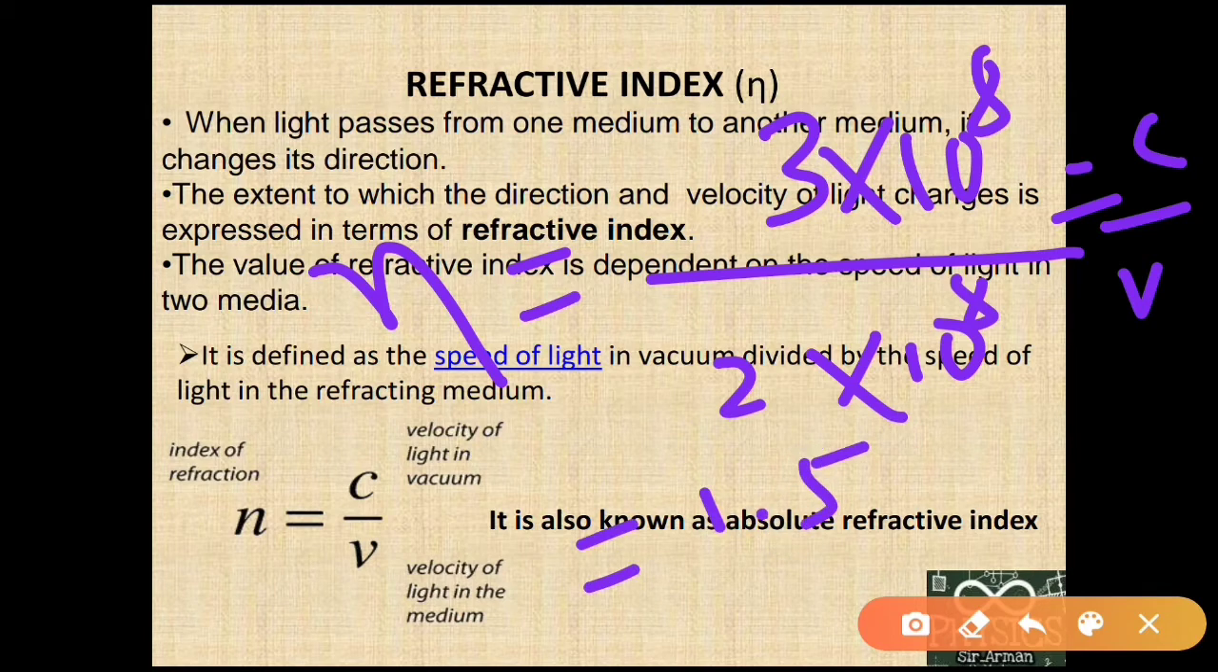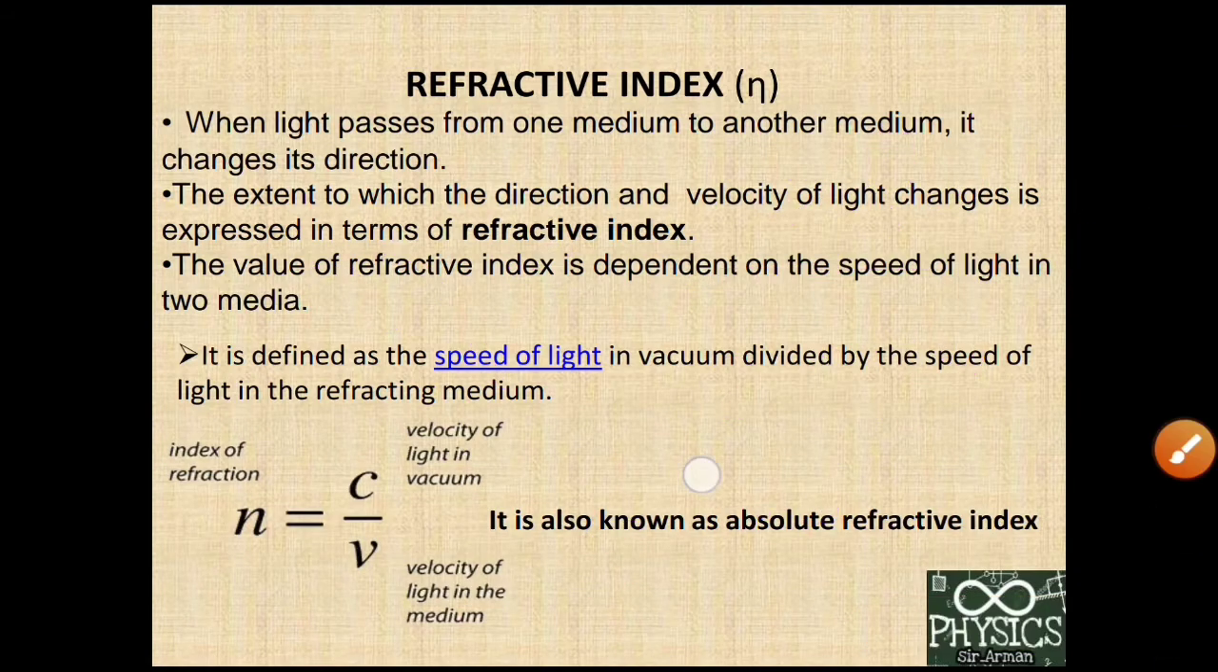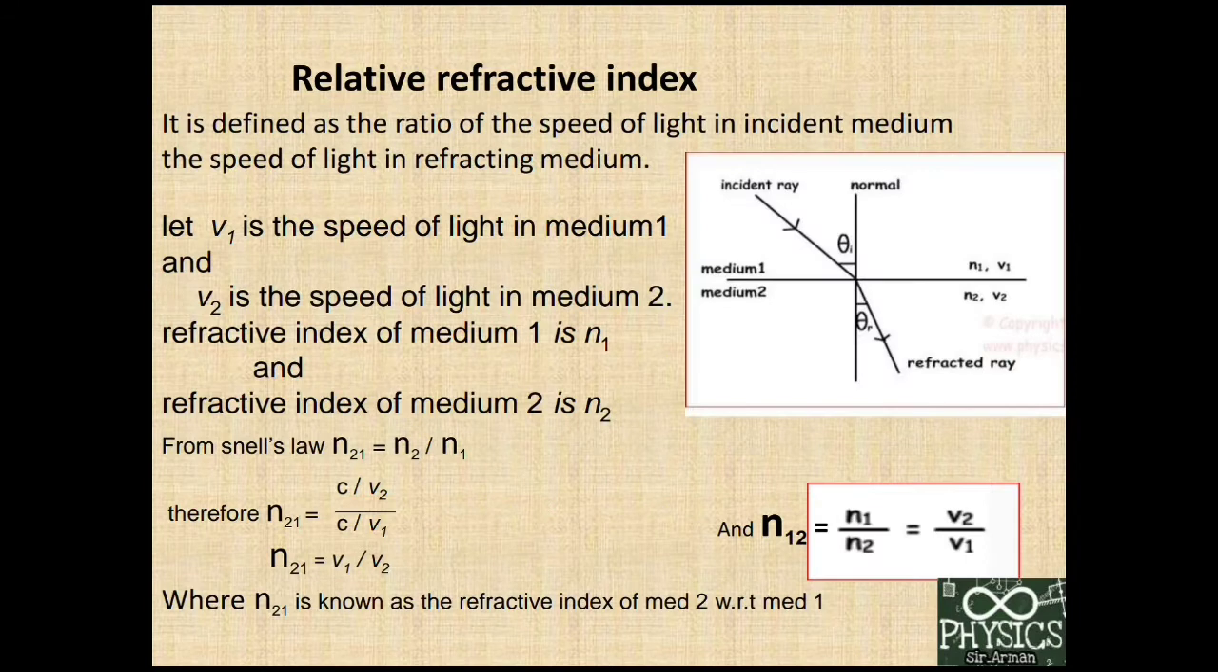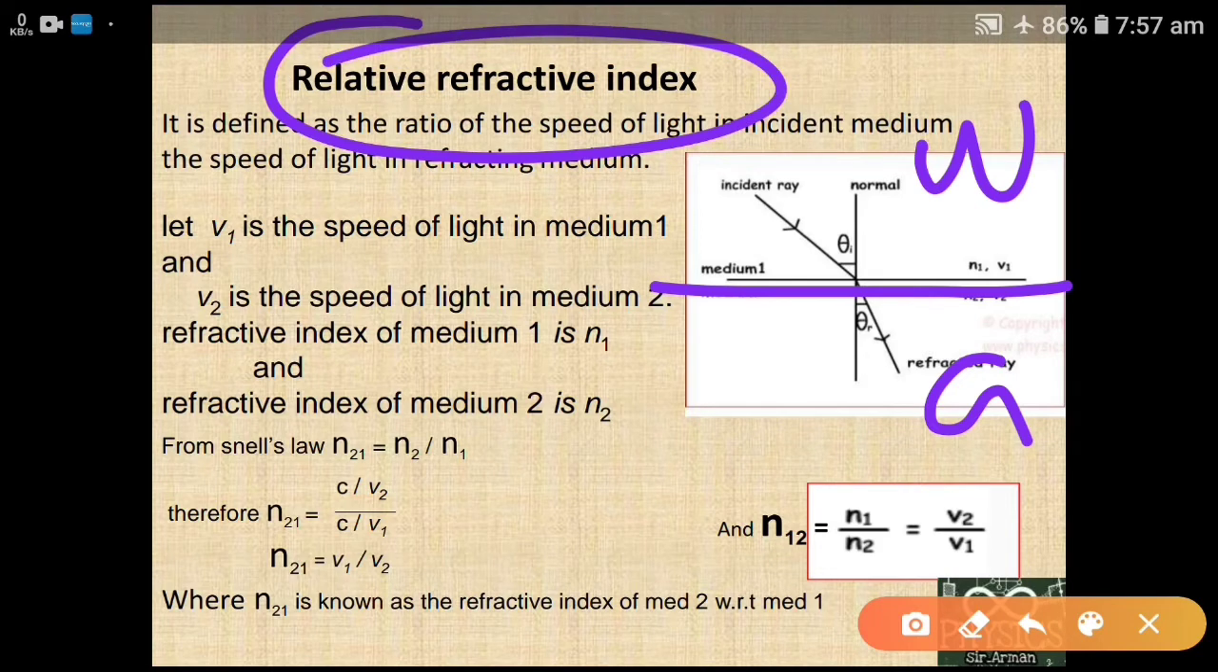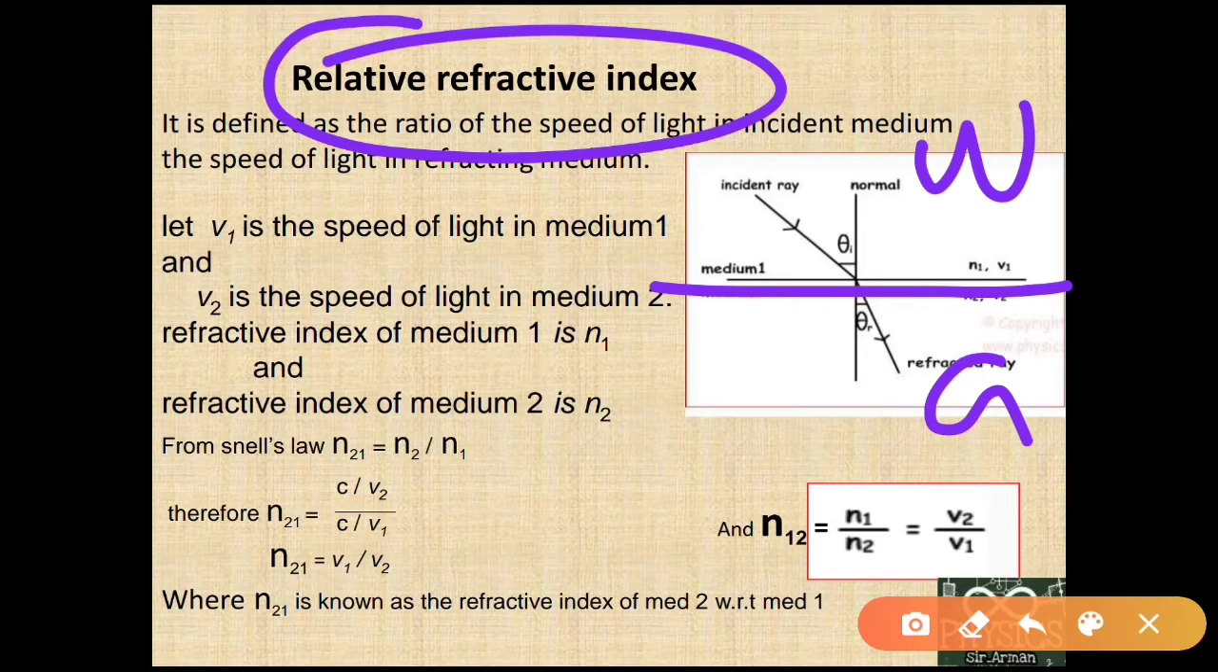So this ratio indicates that the speed of light decreases by 1.5 times when the light travels from air or vacuum into the glass. Now suppose there is no vacuum, that is, the light is traveling from water to glass, from glycerin to glass, from glass to water, means from any other medium to another medium, not from the vacuum. In that case, we will consider the relative refractive index. If there is a vacuum, then we will consider the absolute refractive index.